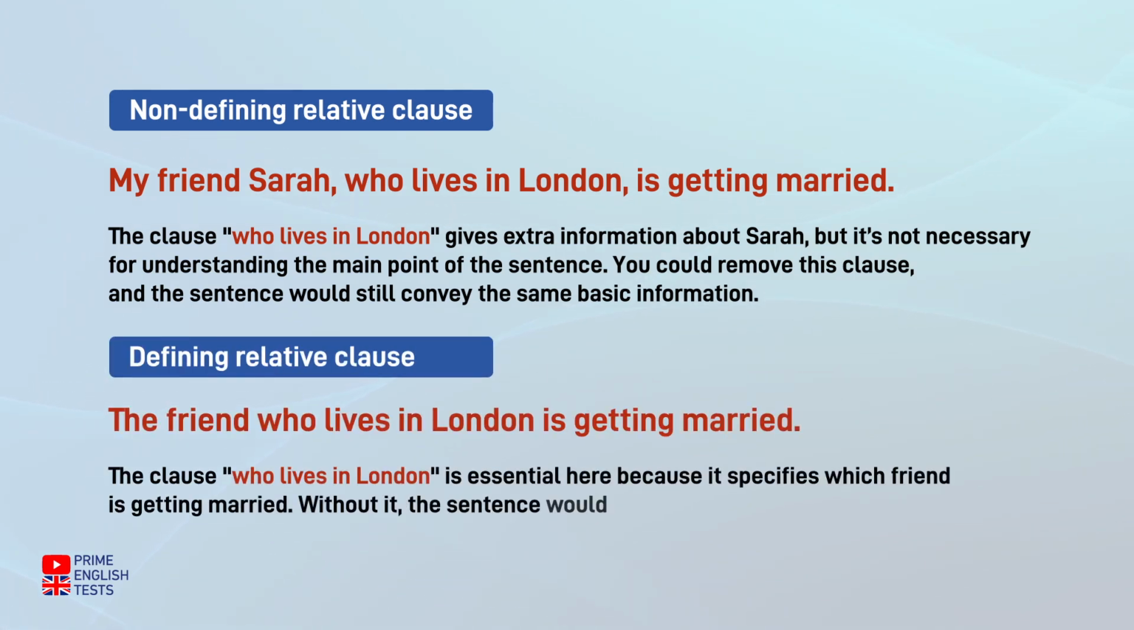The friend who lives in London is getting married. The clause "who lives in London" is essential here because it specifies which friend is getting married. Without it, the sentence would be ambiguous.